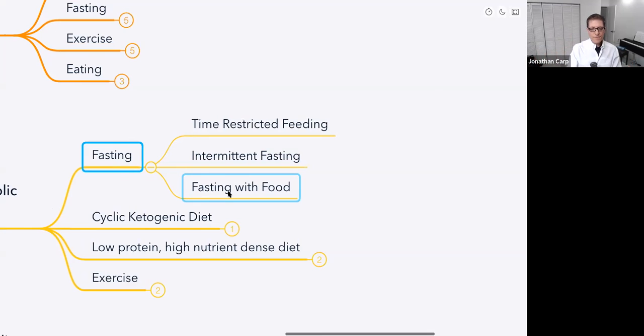So that's fasting with food. And of course, the next type of fasting that I didn't list here is extended water-only fasting. Now, the problem with water-only fasting is that there are people who do 30-day fasts. There are places that you can go to that will allow you to do this. The problem is that you lose muscle mass. It has to be medically supervised.